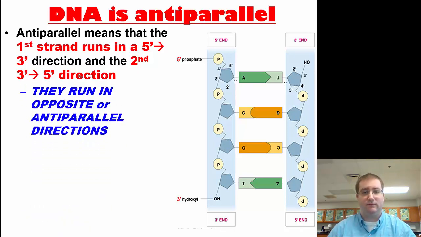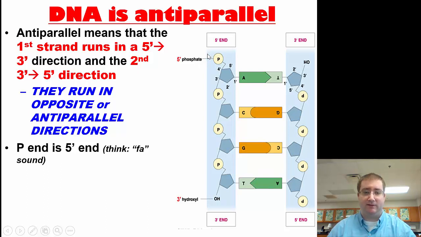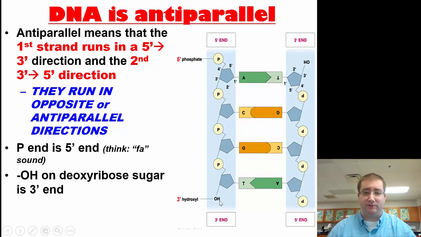The easy way to remember which end is which is the phosphate end, always is the 5' end. Phosphate, 5, they both have an F sound, so that's how you can remember which end is which. And then the OH group on the end of the sugar molecule is the 3' end. But honestly, if you just remember which one's the 5', well, the other side will be the 3'.